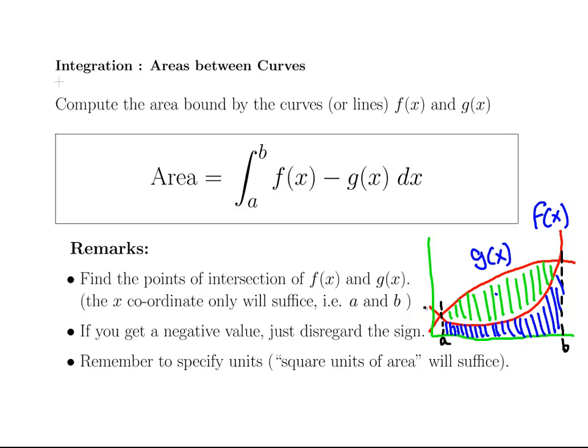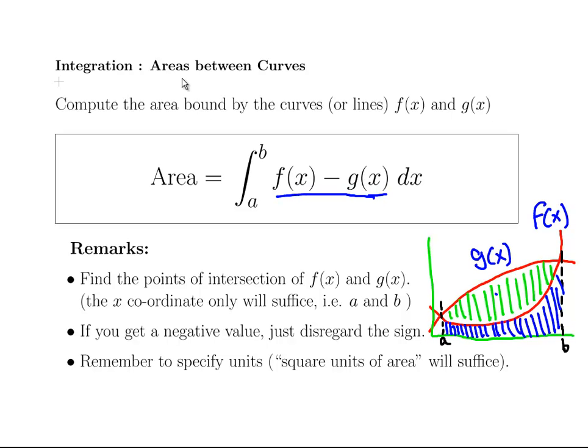So if you get a negative value, just disregard the sign. It's an arbitrary choice of what you've done here, f of x minus g of x. And just remember to specify units. Essentially, we simplify the expression f of x minus g of x, and evaluate the resulting definite integral using a and b as the limits. So here are two examples.